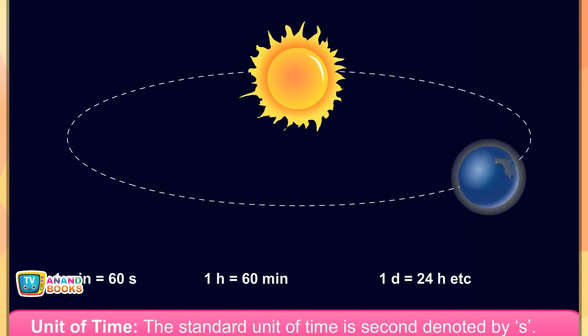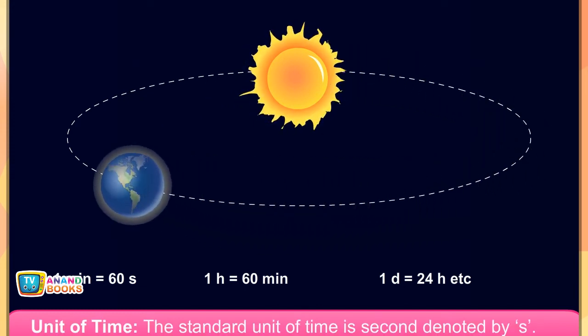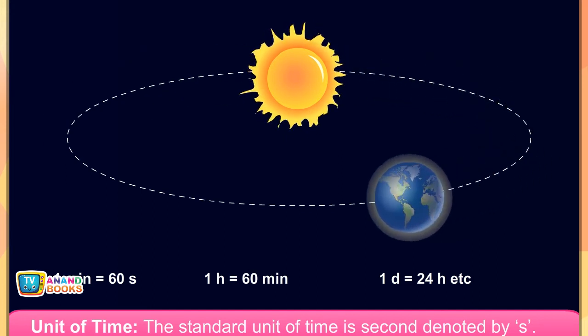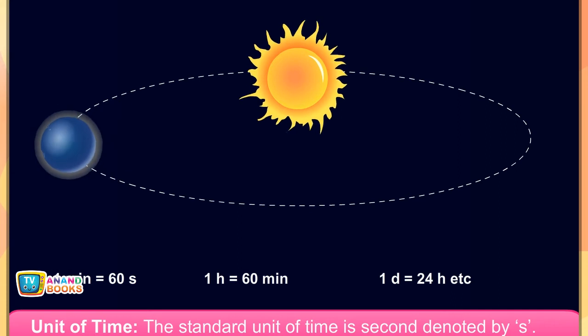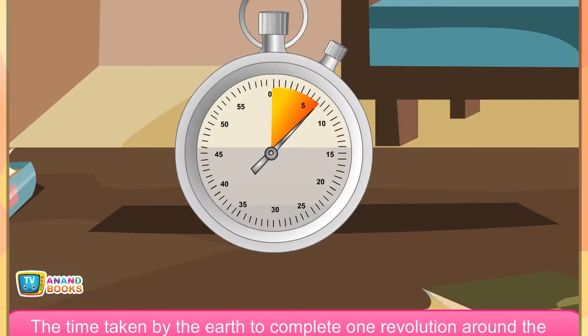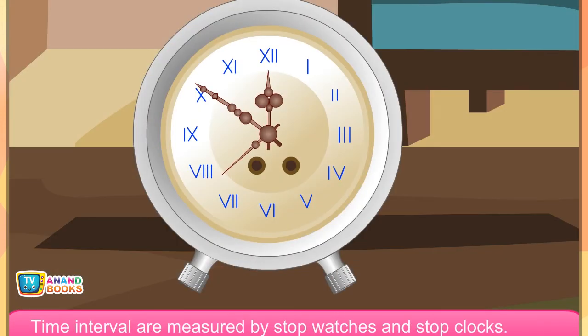Unit of time. The standard unit of time is the second, denoted by s. Bigger units of time are minute, min, hour, h, day, etc. The time taken by the Earth to complete one revolution around the Sun is called a year. Time intervals are measured by stopwatches and stop clocks.